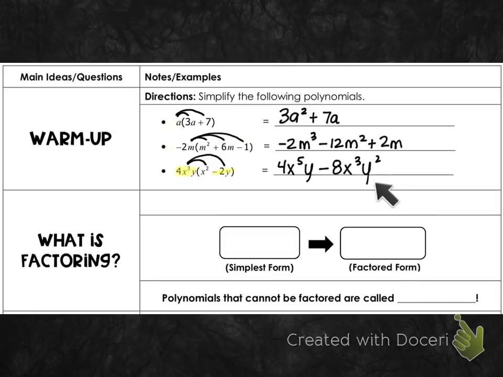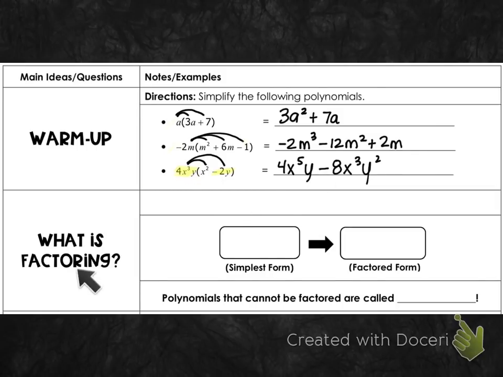Okay, and then what's the greatest common factor here? Well, they have a 4 in common. Out of the x's, they have x cubed in common. We can divide an x cubed out of both of them. And they have a y in common. We can divide a y out of both of them. So that's what we're doing today. We're going from here to here.